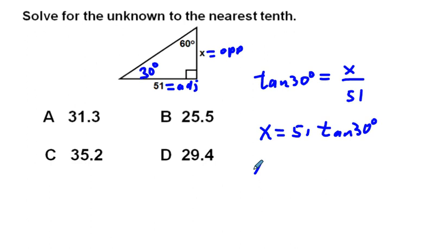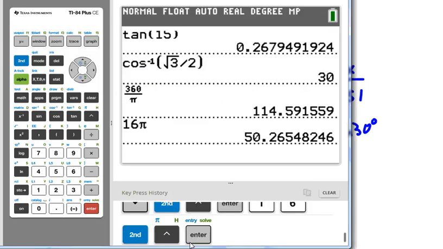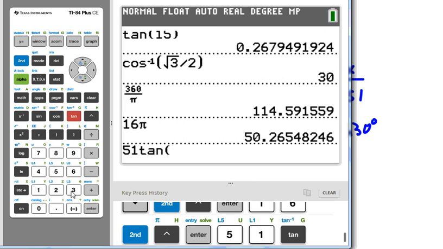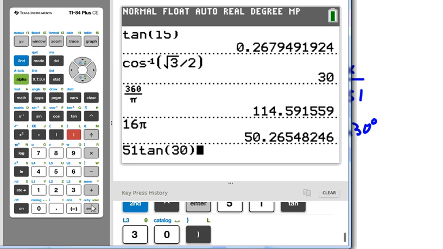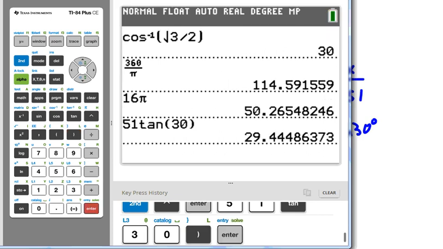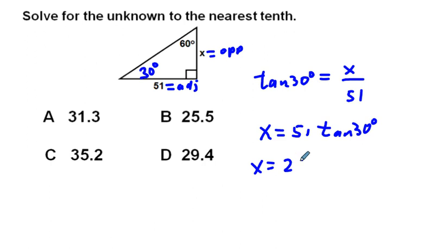So we go to our calculator and say 51 tangent 30 degrees, which gives 29.44. Closest answer choice, D. Also, we can use special right triangles. This side down here is 51, which equals x square root of 3. So if we divide 51 by square root of 3, we'd also get the same answer.